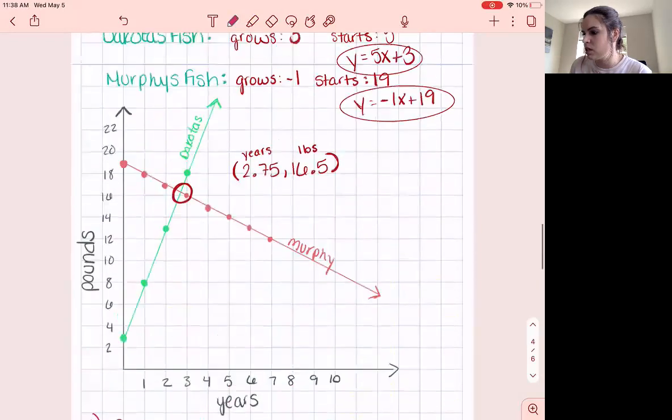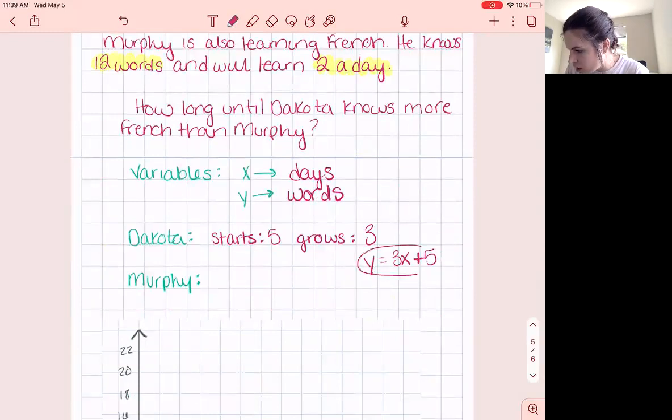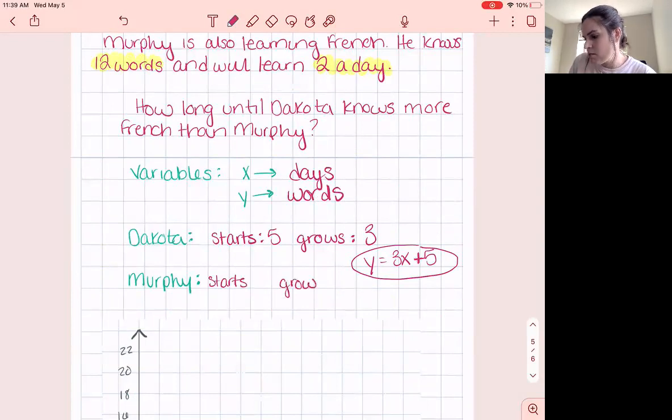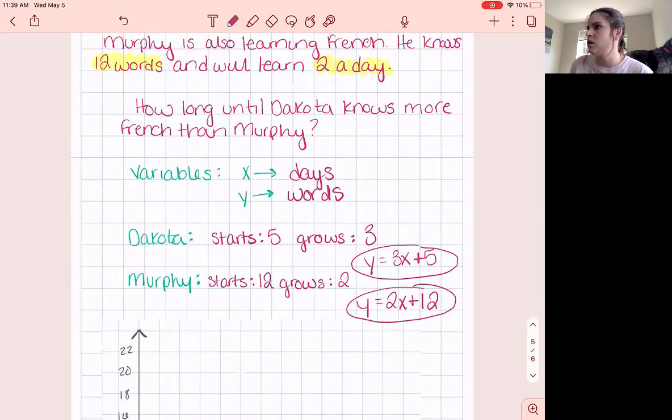There's Dakota's rule. Did I circle them before? I did, so I'll circle it. That is not a circle. Okay. Murphy, we need to know where he starts and how he's going to grow. Murphy starts with 12 words and he's going to grow at 2 a day. So Murphy's rule would be Y equals 2x plus 12. Don't get those backwards. Now we're ready to graph and see when Dakota will know more.